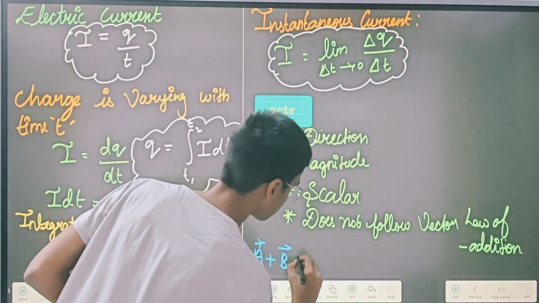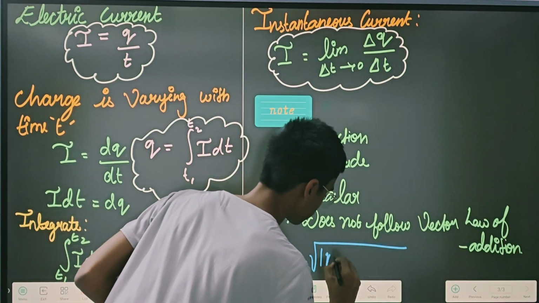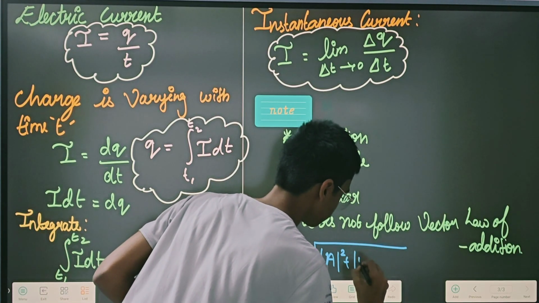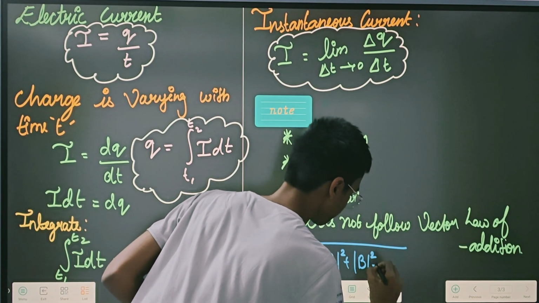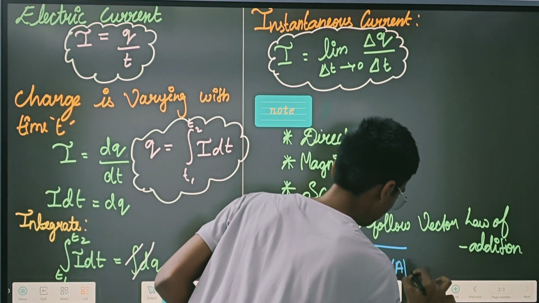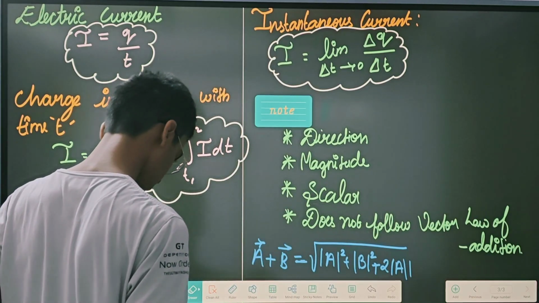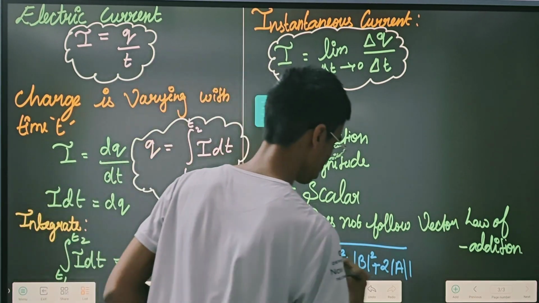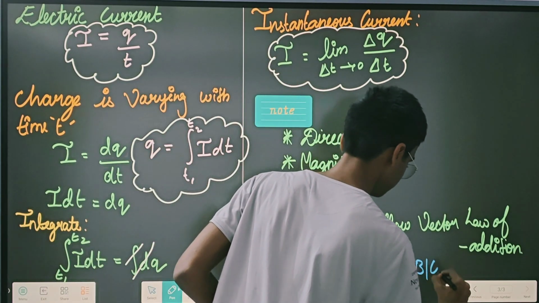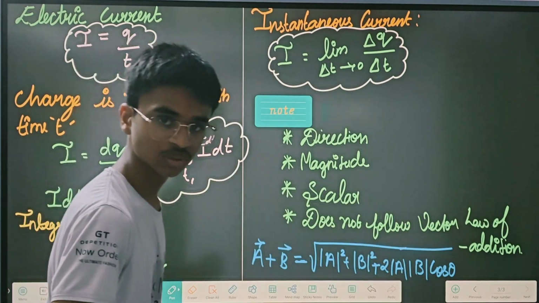So when you're adding them, the result is equal to root over modulus of A square plus modulus of B square plus 2 modulus of A into modulus of B into cos theta. I don't think 2 will be there, no, 2 is there. This is what the formula is.